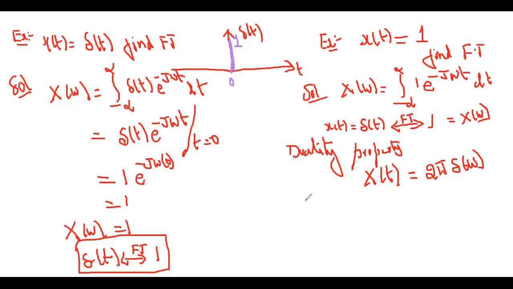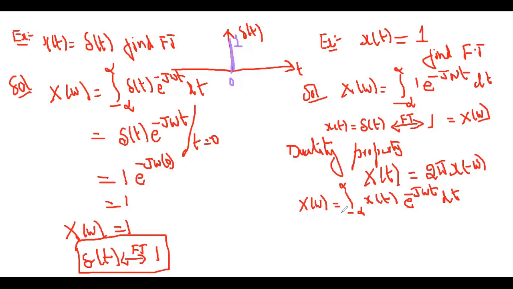As per the duality property, in the definition, X of omega is equal to the integral from minus infinity to infinity of x of t, it is not the delta of omega. In the duality property, it is X of minus omega. X of minus omega is the integral of x of t into e power minus j omega t dt. This is the definition of the Fourier transformation.